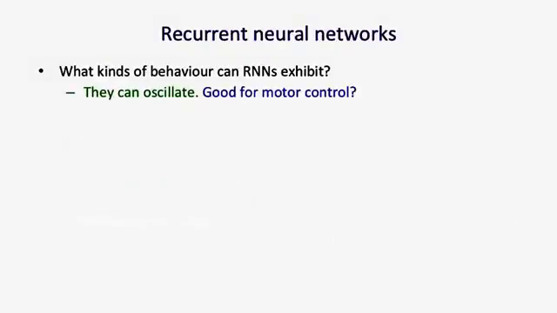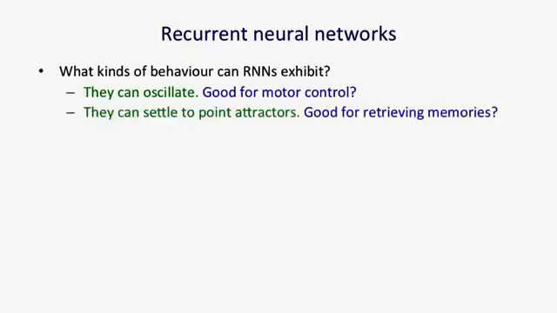So what kinds of behaviour can recurrent neural networks exhibit? Well, they can oscillate. That's obviously good for things like motor control, where when you're walking, for example, you want a nice regular oscillation, which is your stride. They can settle to point attractors. That might be good for retrieving memories. And later on in the course, we'll look at Hopfield nets, where they use the settling to point attractors to store memories. So the idea is you have a sort of rough idea of what you're trying to retrieve. You then let the system settle down to a stable point, and those stable points correspond to the things you know about, and so by settling to that stable point you retrieve a memory.